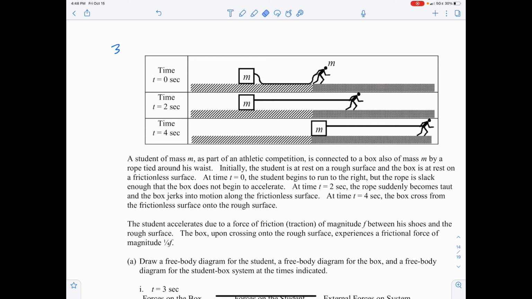Let's diagram out what's going on here. This region here, that is the frictionless region. That is the rough region with friction. So you can see the runner from time equals 0 to 2 seconds, you just have the runner accelerating. Okay, so here, from here to here, only the runner accelerates.